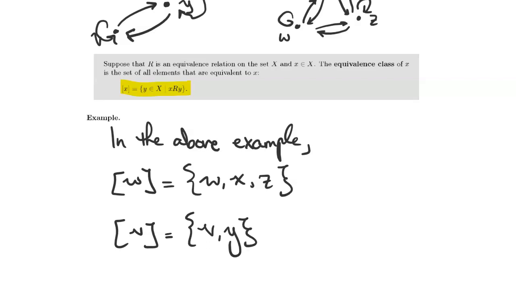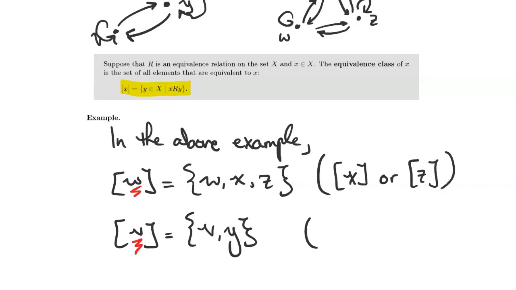Now, we name the equivalence classes after what is called one of their representatives. But the choice of representative shouldn't matter. So we could have just as easily called this set the equivalence class of X or the equivalence class of Z. And we could have called this set just as easily the equivalence class of Y. It shouldn't matter which representative we pick.